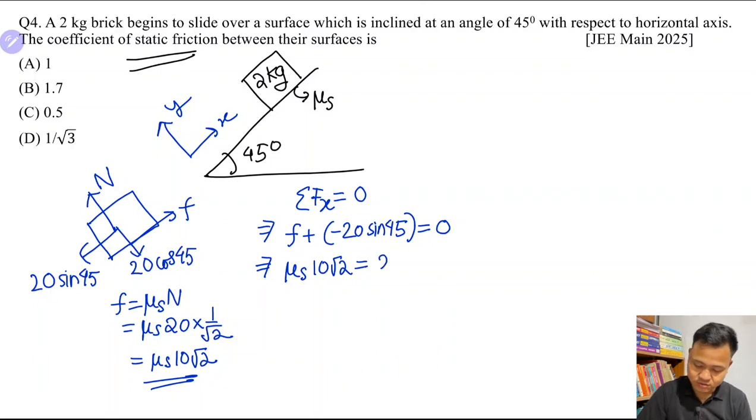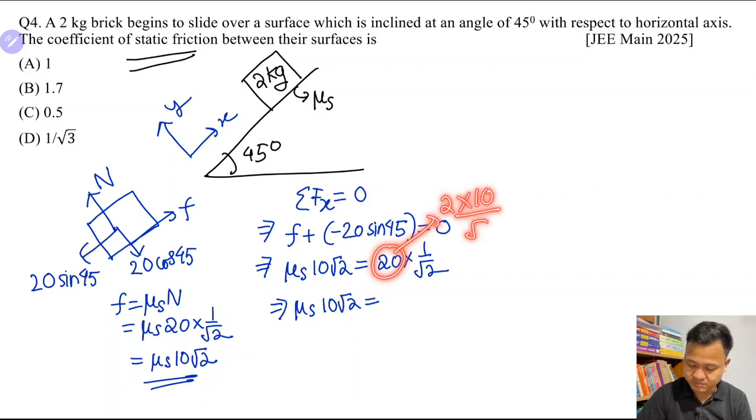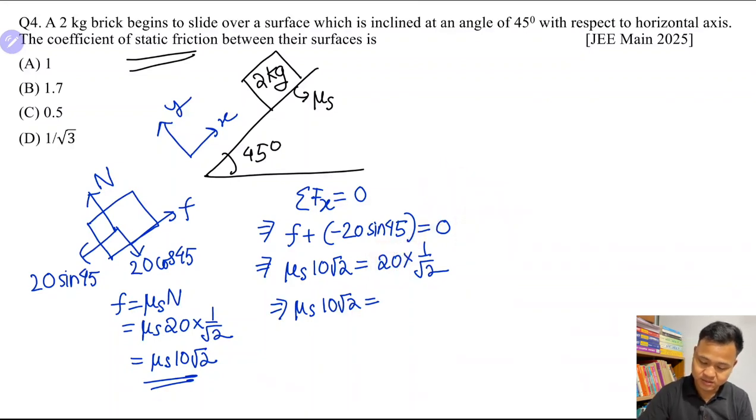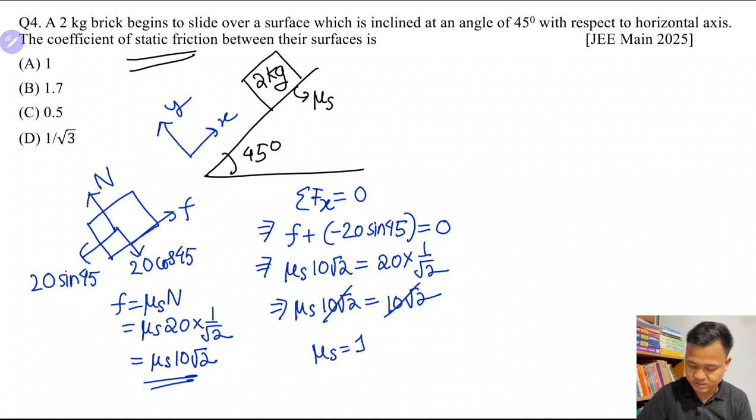20 into sin 45, which is 1 by root 2. So mu s into 10 root 2 equals 20 into 1 by root 2. Dividing by root 2, root 2 cancels, so 10 root 2 is left. This cancels out. Mu s is what? Mu s is 1.